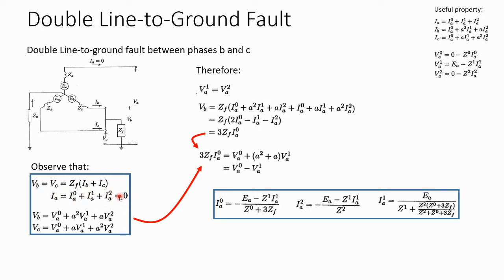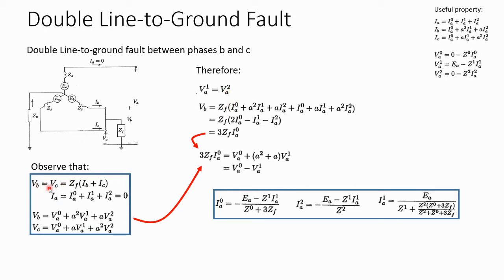All right, and they're equal to 0. And from our symmetrical component analysis, we also know that VB is equal to VA0 plus a squared VA1 plus a VA2. So this is actually VB1, yeah? a squared VA1 is equal to VB1, and a VA2 is equal to VB2. And this is our positive sequence expression for VB and VC. And because VB equals VC, we can take these long expressions and set them equal to each other. Then we get this expression: VA1 equals VA2.